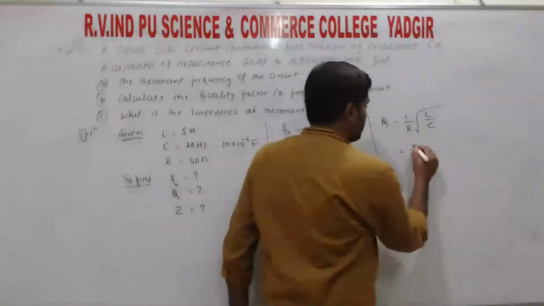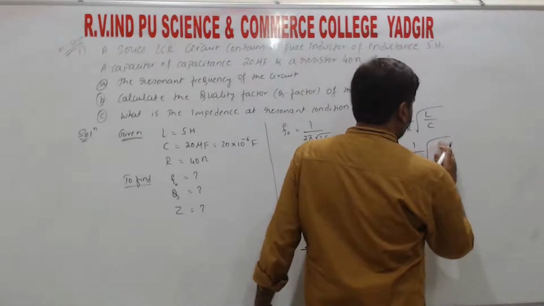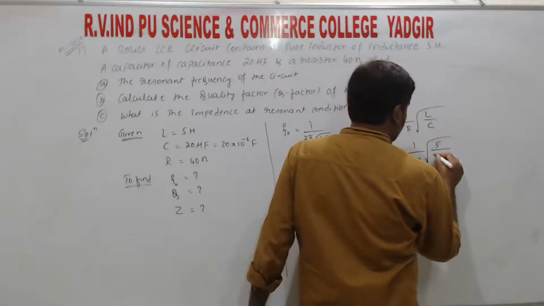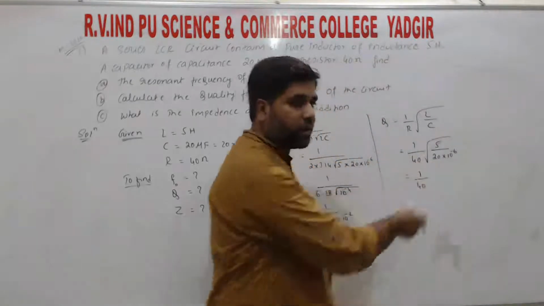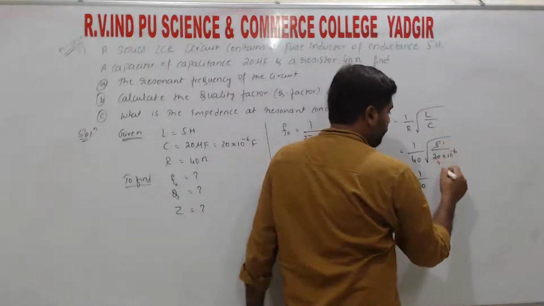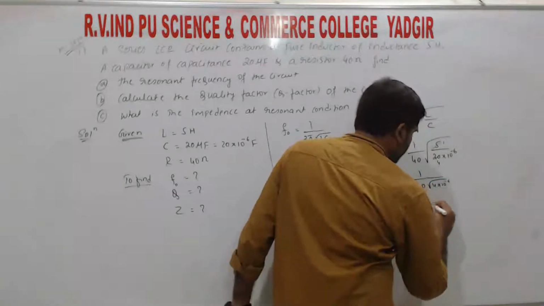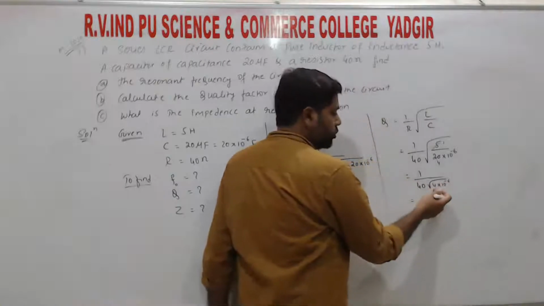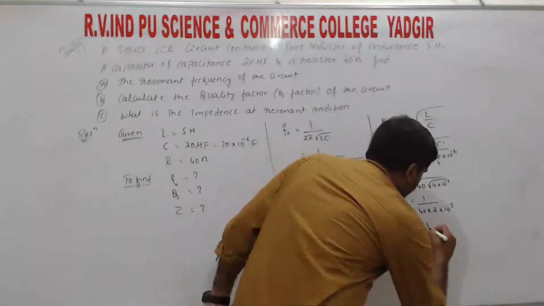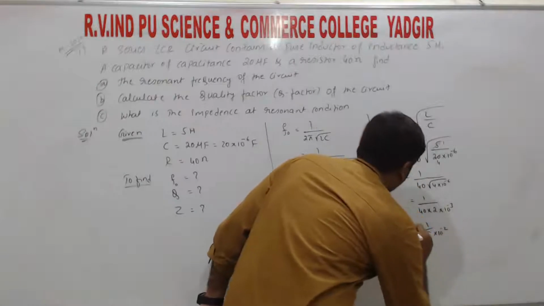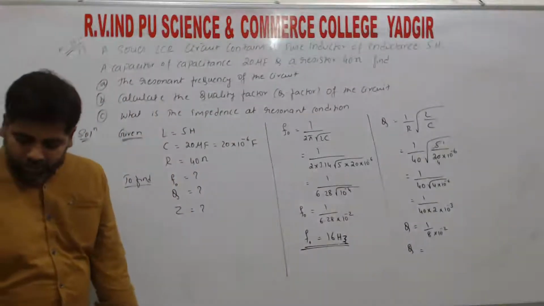So we can simplify. 1 divided by R is 1 by 40, square root of L is 5, capacitor 20 into 10 to the power of minus 6, right? So 1 divided by 40, and calculator is the direct simplify, right? So this we can write as 40 root of 4 into 10 to the power of minus 6. If we remove the root of 4, we get 2 into 10 to the power of minus 3, right? So we get 1 divided by 8 into 10 to the power of minus 2. So 1 by 8 into 10 to the power of 2, that is 100 divided by 8.